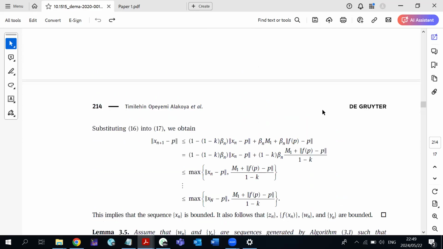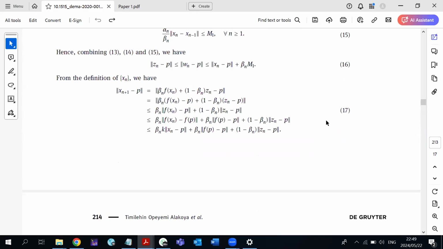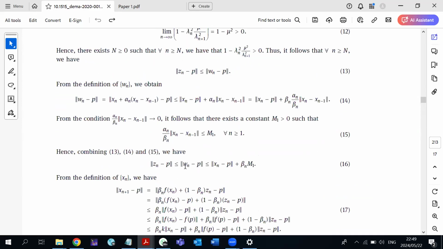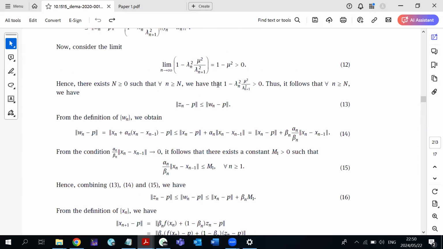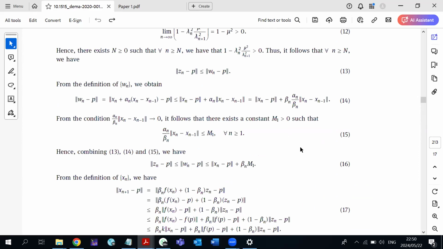So go back to W minus P. That's where the first M1 comes in. So M1 is a bound. Also, from the condition that alpha n over beta n converges to 0, since it converges to 0, it is bounded here, less than M1, M2. So to bound M1, it is less than, less than, less than. So it is bounded, and that's what it means. It becomes a bounded sequence.